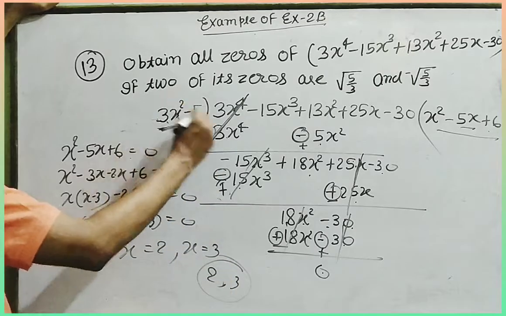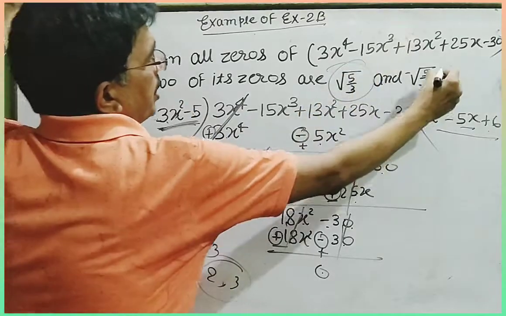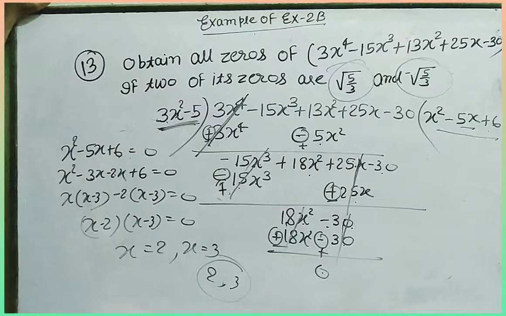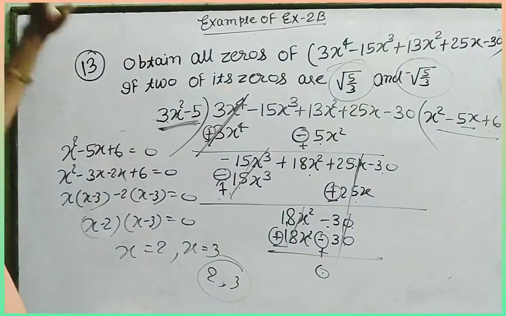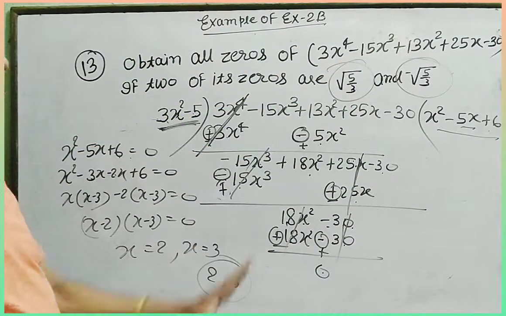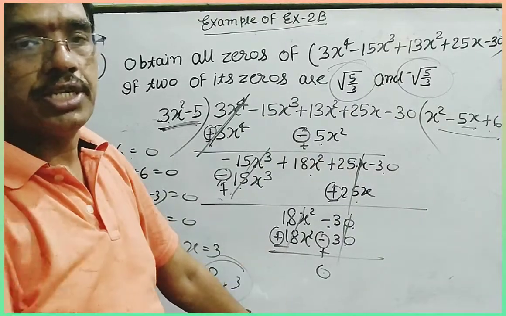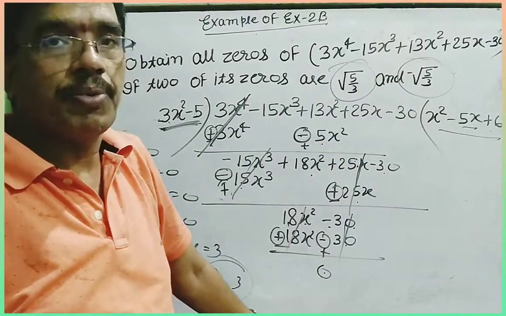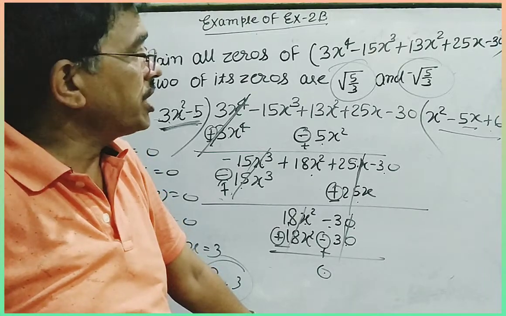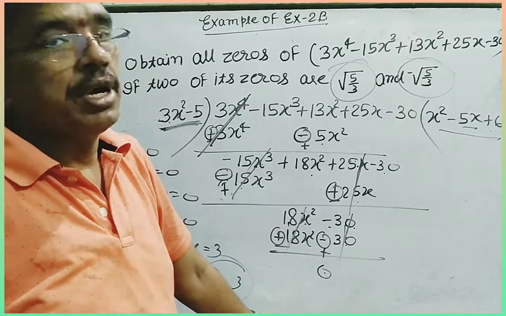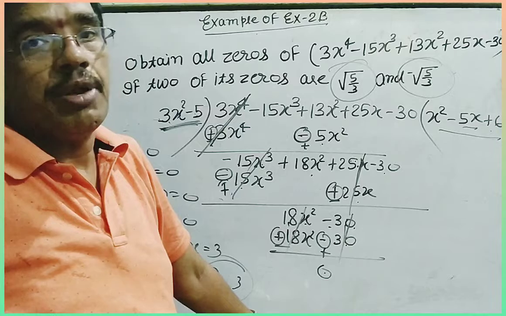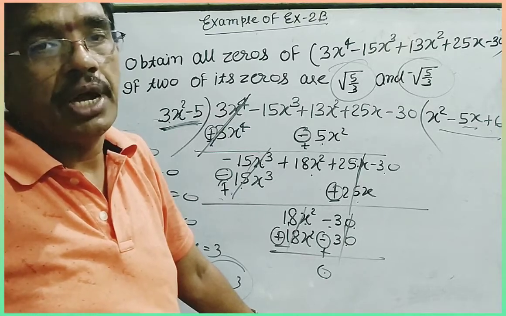And the other two zeros are given, root under 5 by 3 and minus root under 5 by 3. So, there are 4 zeros, 2 zeros given in your question, and with the help of these 2 zeros, you find the other zeros. Dear student, this type of question is very important for the board examination. There are 6 and 7 questions in your syllabus. I solved there 4 questions. Try to solve the remaining questions with the help of your examples.